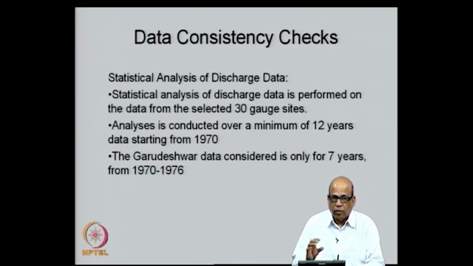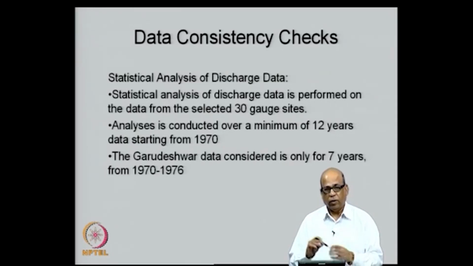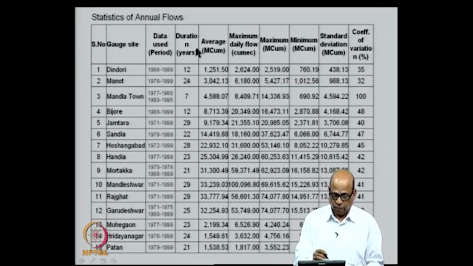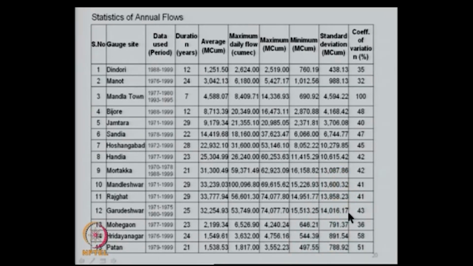Then we ask the question, okay, we have several such gauging locations and at each of these gauging locations, we have a reasonable length of data of about 12 years or some such thing. Then we will start looking at the consistency of the data at a particular location vis-a-vis the data at other locations. How consistent is the data at a particular location with respect to other locations in some statistical sense. So, this is the first level of exercise that we do on any of the time series.